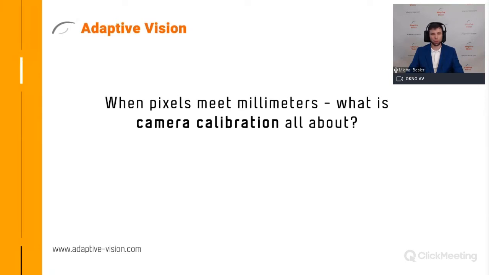During this presentation, I would like to talk with you about the camera calibration. What it is exactly? When should we perform the calibration? How should we do that? And later, in the second part of my presentation, we will put our hands on a practical example and we will see how to calibrate a camera inside Adaptive Vision Studio. Okay, let's get started.